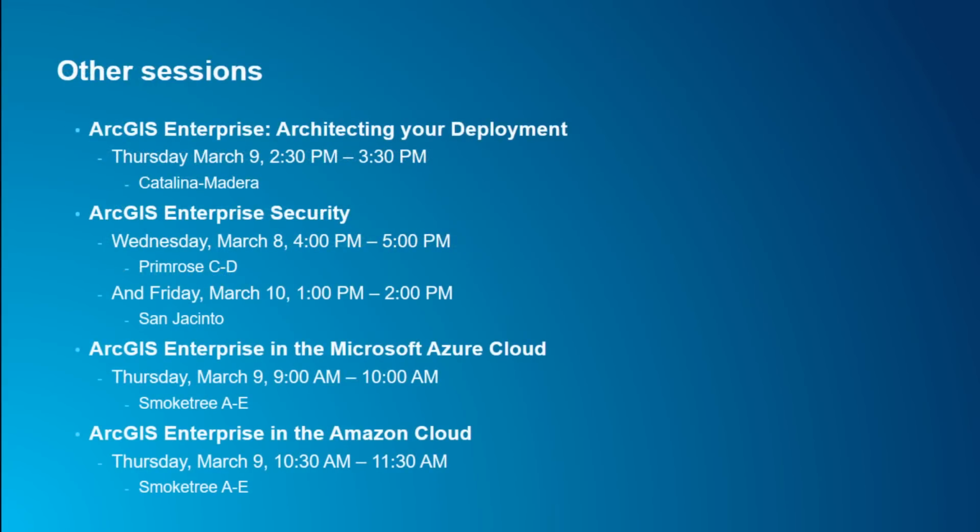Here are some other sessions that you may be interested in for deploying your ArcGIS Enterprise. The first is Architecting Your Deployment on Thursday, March 9th from 2:30 to 3:30. If you're interested in security, which pretty much every organization is going to have on their minds, there are two different sessions, March 8th from 4 to 5 and March 10th from 1 to 2. And if you're interested in working within cloud environments, there are two sessions, one on Microsoft Azure from 9 to 10 on March 9th, and another on Amazon AWS on March 9th from 10:30 to 11:30. Those are some good sessions to attend.